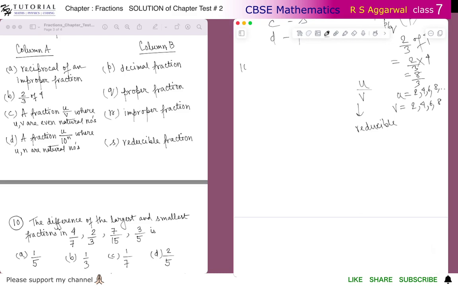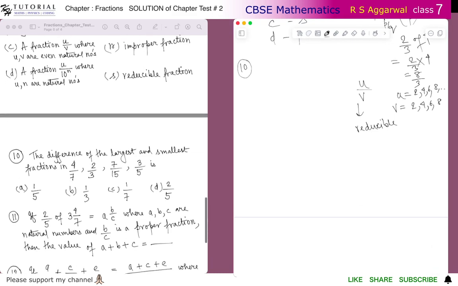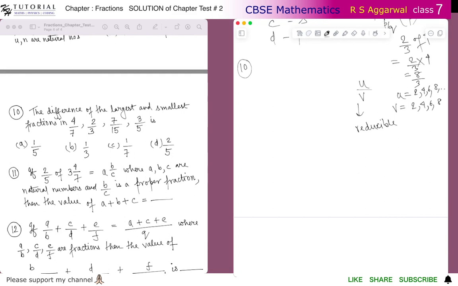Now let's do 10. The difference of the largest and the smallest fractions in this is, okay, it is asking to find, it has given a few fractions and it is asking to find the difference between the largest and the smallest. So first we have to compare the fractions and find the ordering in ascending order. Then we can look at the lowest and the greatest fraction, that is the smallest and the largest fraction, and then we can find the difference. So the fractions are 4 by 7, 2 by 3, 7 by 15 and 3 by 5.